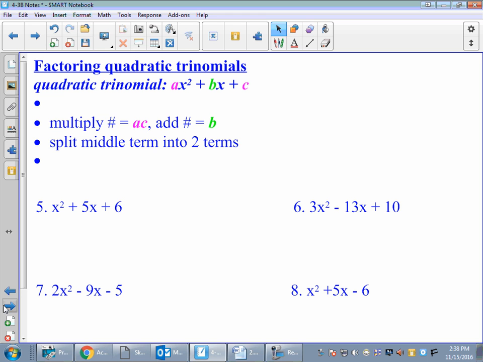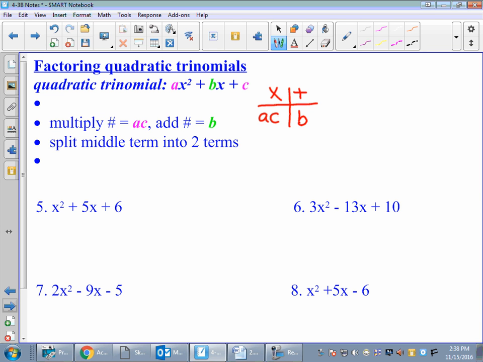Another way to do this is to always do it in a systematic way. I like this way. I like guess and check. I do a combination of both, but this will make sure that it works out every single time. So if you think of the quadratic, ax squared plus bx plus c, you're going to call something a multiply number, which is a times c. So we're going to look for what multiplies to give us the number a times c and what adds to give us the term b.